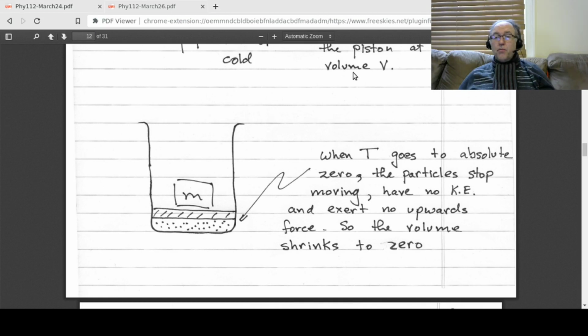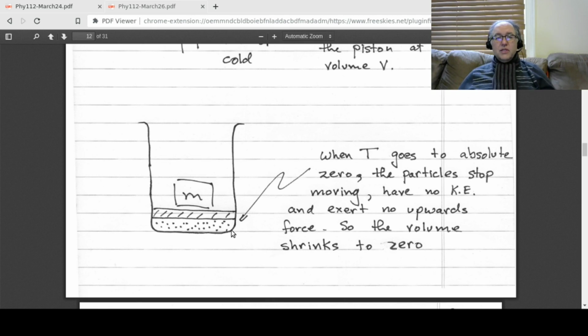Eventually you get to the point where it doesn't matter how much the volume shrinks, because each of the particles just has no oomph at all. They've got no kinetic energy at all, so they're not going to hold this thing up. What happens at that point is the volume just shrinks down to zero. Again, it doesn't actually shrink to zero because the particles themselves, atoms or molecules, have some volume associated with them. But they're all squished together into like a solid.